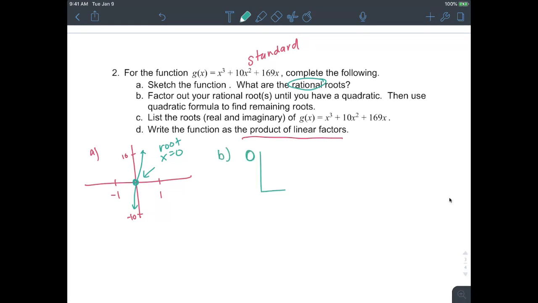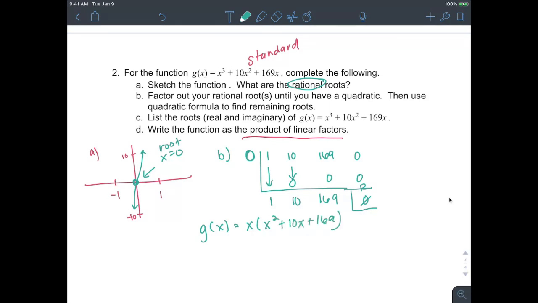My root is 0. And my coefficients are 1, 10, 169, and 0. Remember, the last box is your remainder. I'm bringing down my 1. 1 times 0 is 0. Add 10 plus 0. 169 times 0 is 0. I get a remainder of 0. So that's good. We know that x equals 0 is a factor. So g of x can be written as x times x squared plus 10x plus 169.